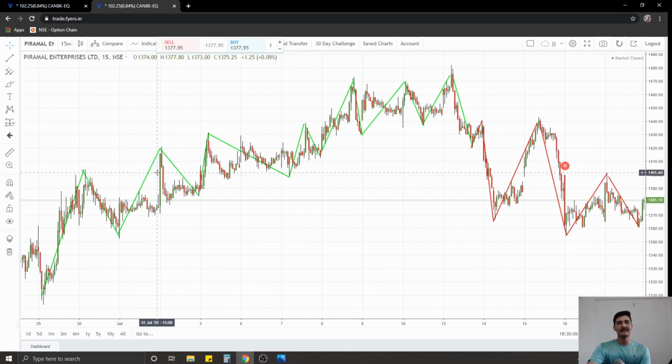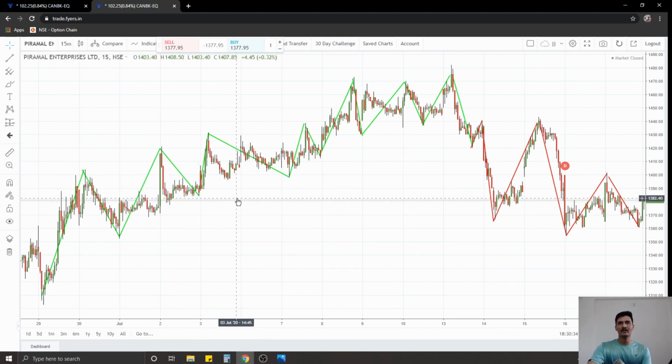Now there's one key thing. If you notice the distance between this swing high and this swing high, it's not really that much. Which means that the strength of demand that resulted in the formation of this swing high is not that much stronger than the previous swing high. As a result, the pullback that we had was also more or less the same length as the previous one.